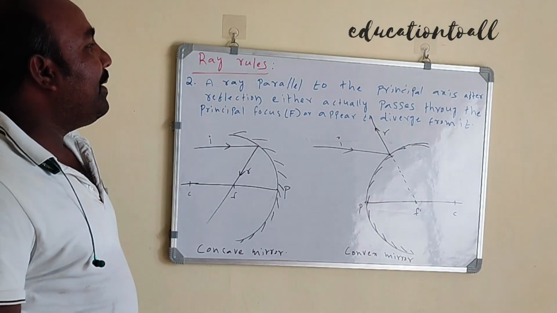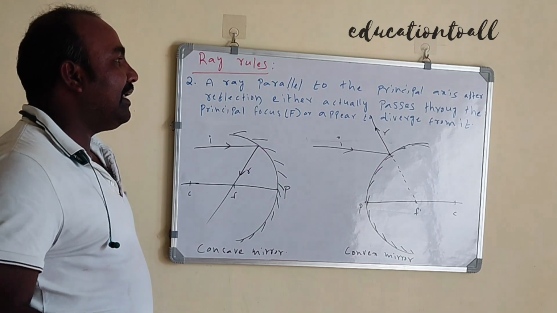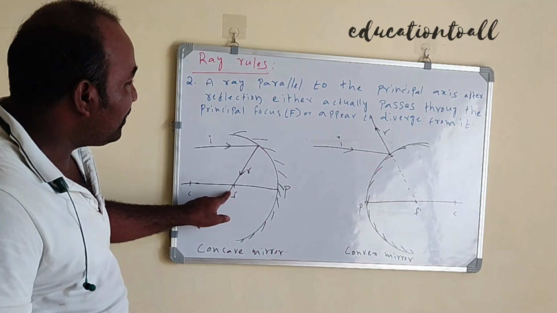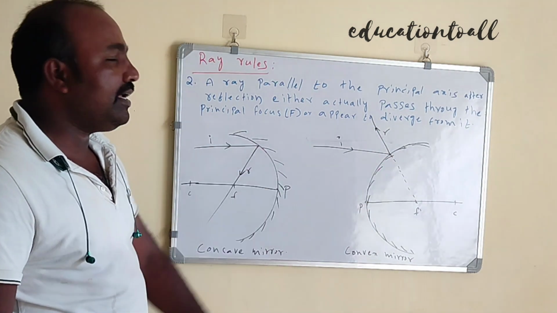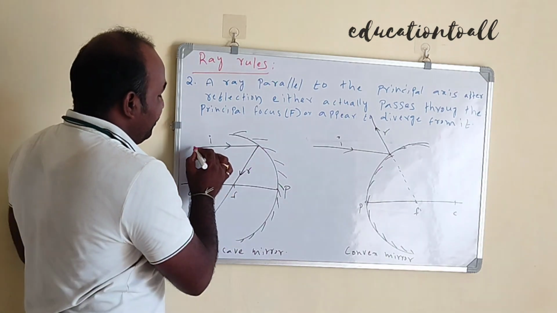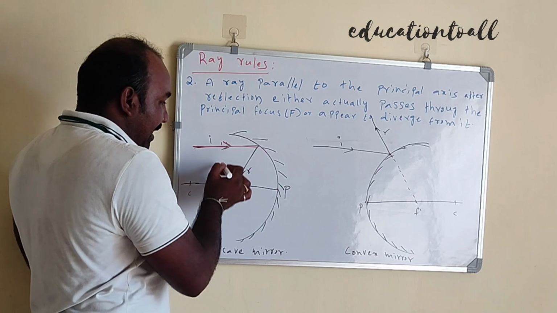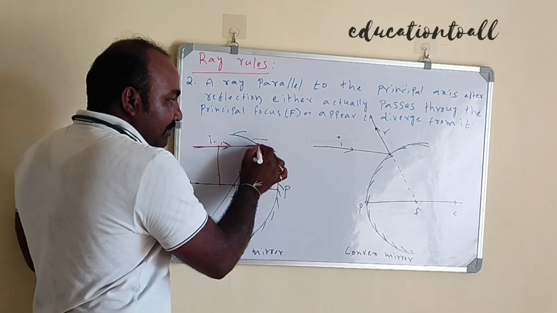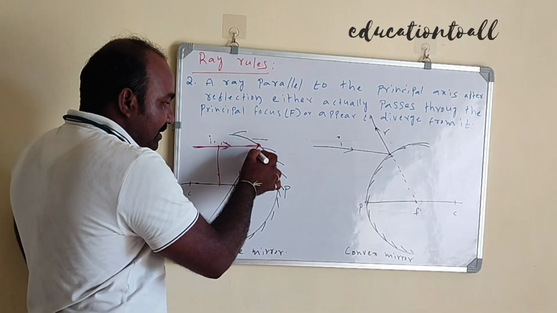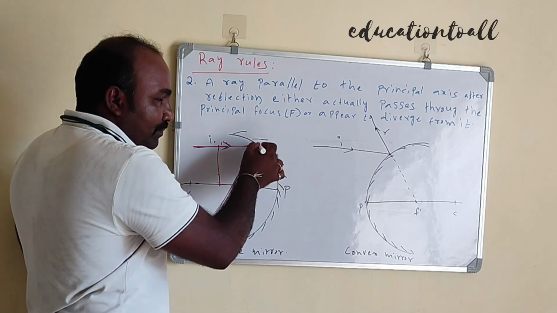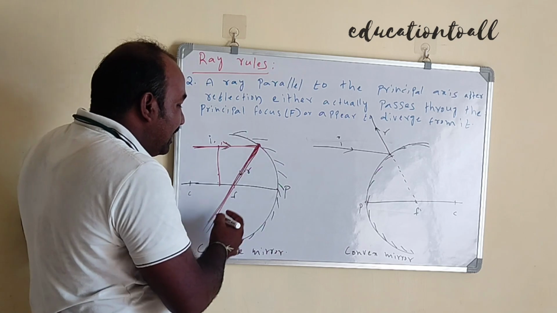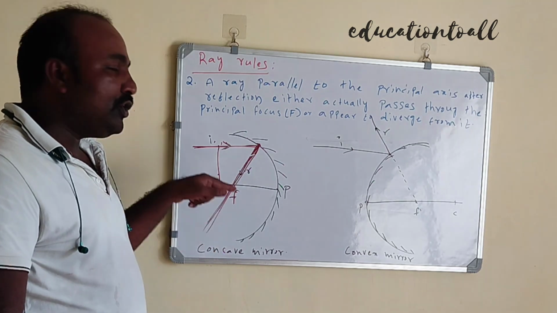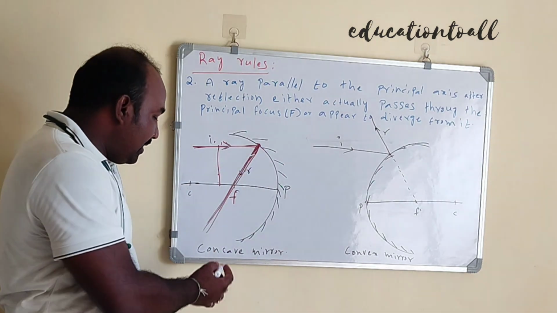The second rule is, a ray parallel to the principal axis, after reflection, either actually passes through the principal focus or appears to pass through the principal focus. For example, take one incident ray passing parallel to the principal axis. This is the point of incidence. From the point of incidence, it will be reflected back through the focus. So when the light ray is passing parallel to the principal axis, after reflection it passes through the focus in a concave mirror.